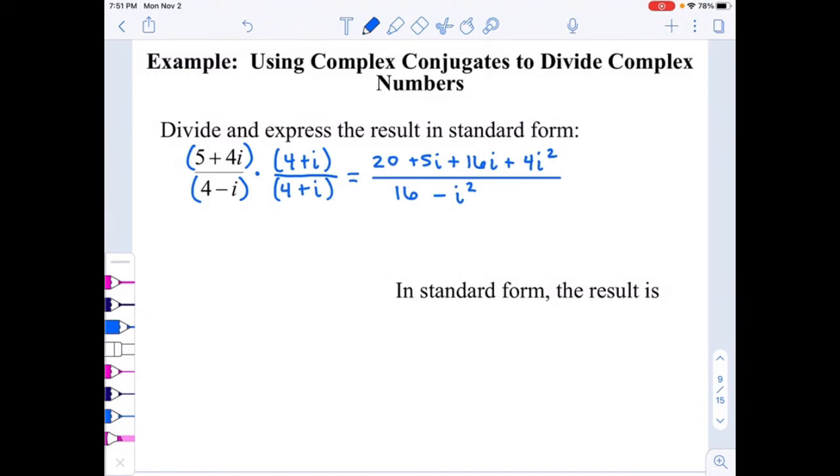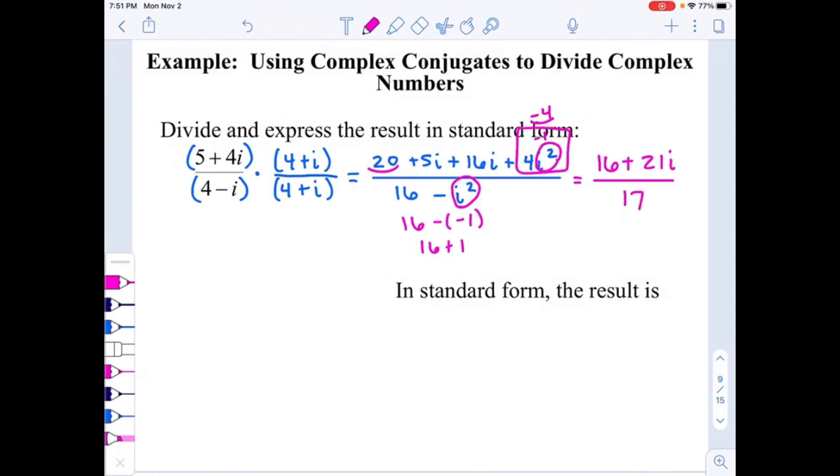So let's simplify this down a bit. On the top, we have an i squared. That means that's a -1, which means this whole piece here is really a -4. So if we have 20 and a -4, that's going to give us 16. Plus we have 5i and 16i, which gives us 21i. Let's see on the bottom. We have this i squared, that's a -1. So if we're subtracting a -1, 16 minus a -1 is 16 plus 1, which is 17.